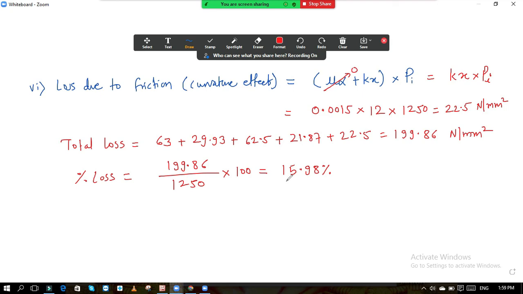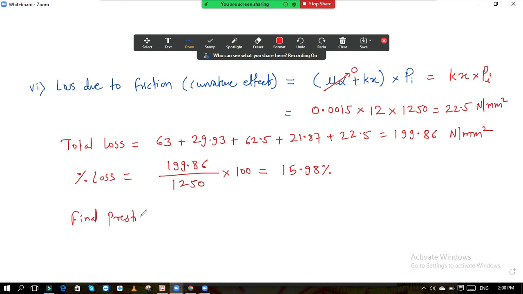And if they have asked you further, what is the final pre-stressing force in this post-tension member and pre-tension member, what will you do? If they ask you to calculate the final pre-stressing force, you have the initial pre-stressing force, which is 1250. Now what is the loss? The loss is 199.86. So if you subtract the total loss from the initial, you will get the final pre-stress.